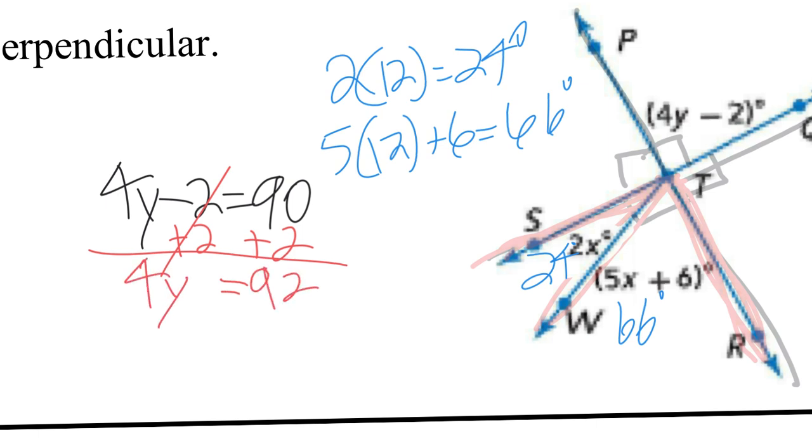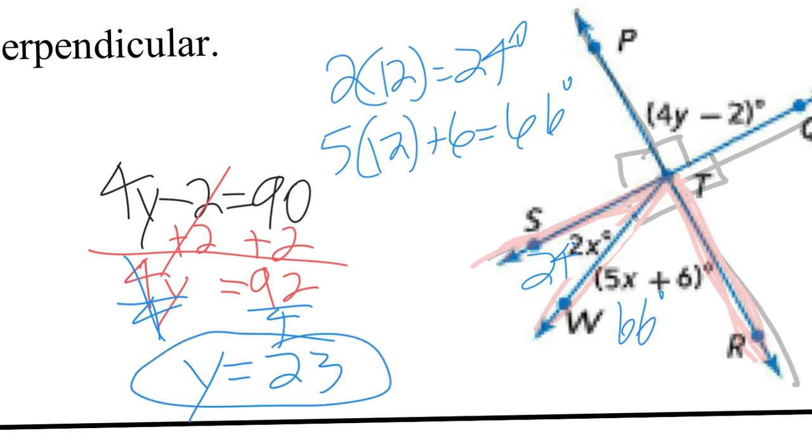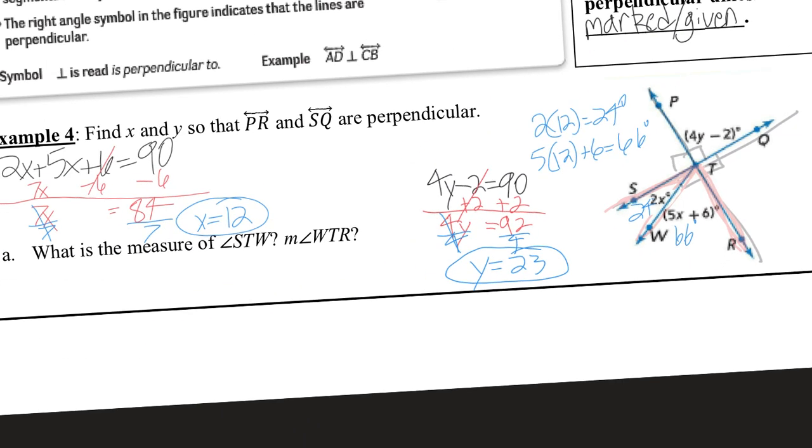Bring down the 4y. 4y means 4 times y. So if I were to divide both sides by 4, I would get my answer for y. And so that's going to equal 92 divided by 4, doing that off the top of my head, was that like 23? Yeah, I think that's 23. Okay? And then I would plug it back in, but 4 times 23 is going to equal 92. When you subtract 2, you get 90. So, yeah, we already knew it was going to equal 90.